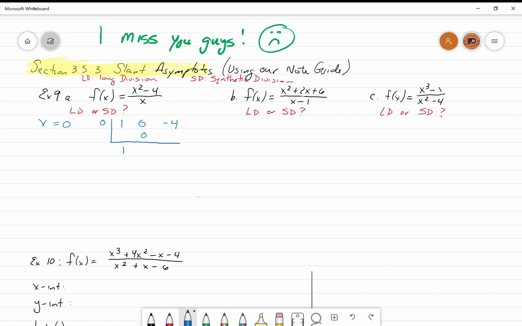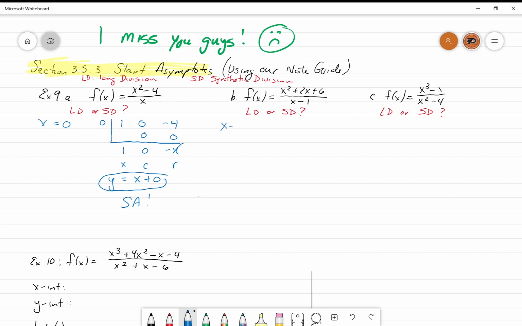Carry down, multiply, add, multiply, add. We're going to ignore the remainder. That's useless. We have a constant and we have our x term. This now creates the linear equation y equals 1x plus 0. There is our slant asymptote.